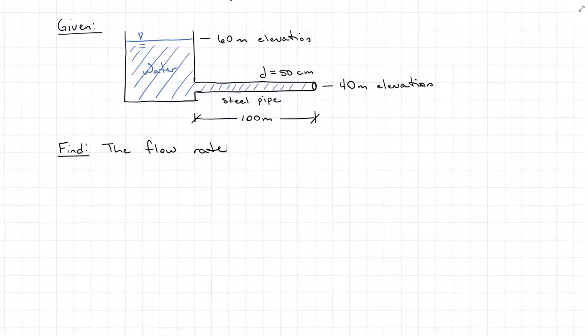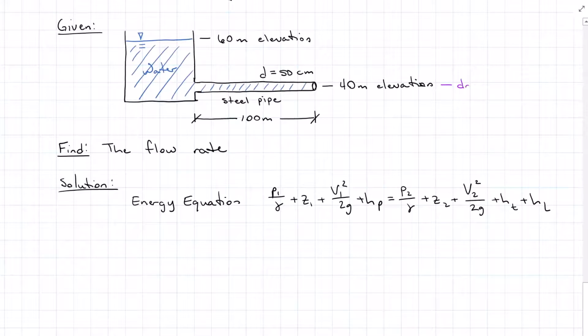Let's say we're given this tank that has a water elevation of 60 meters and a pipe centerline elevation of 40 meters. The pipe diameter is 50 centimeters and it's made out of steel and is 100 meters long. What is the flow rate through the pipe? Again, I think I'm going to start with the energy equation because we don't have a velocity to multiply by the area. I am given an area of the pipe, but I don't have a velocity. So let's see if we can find one.